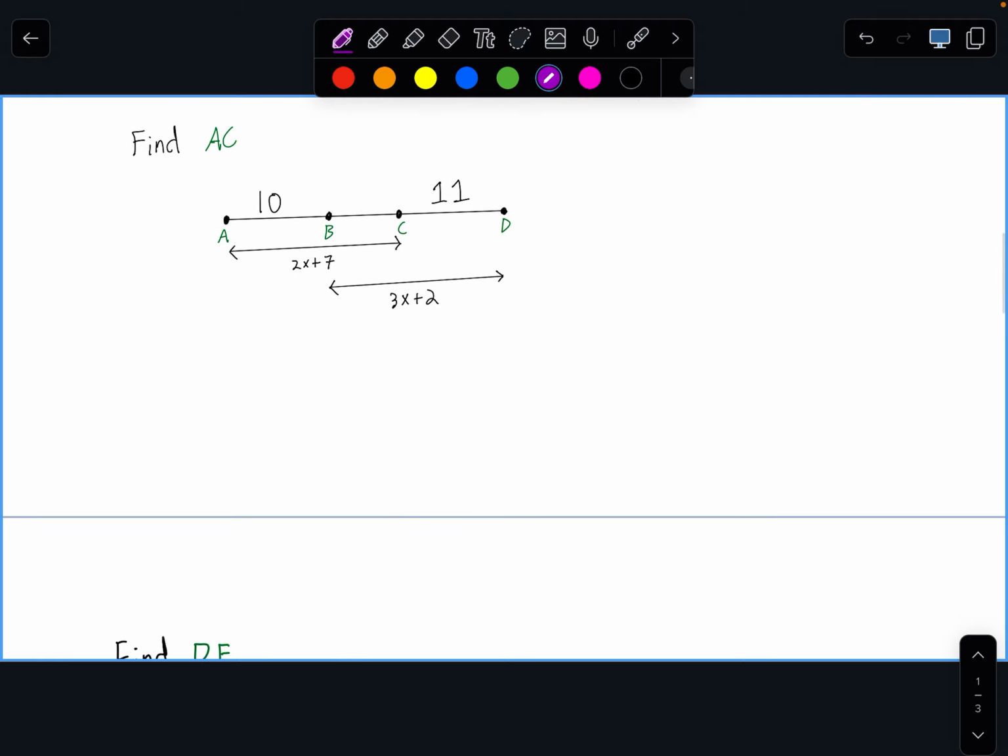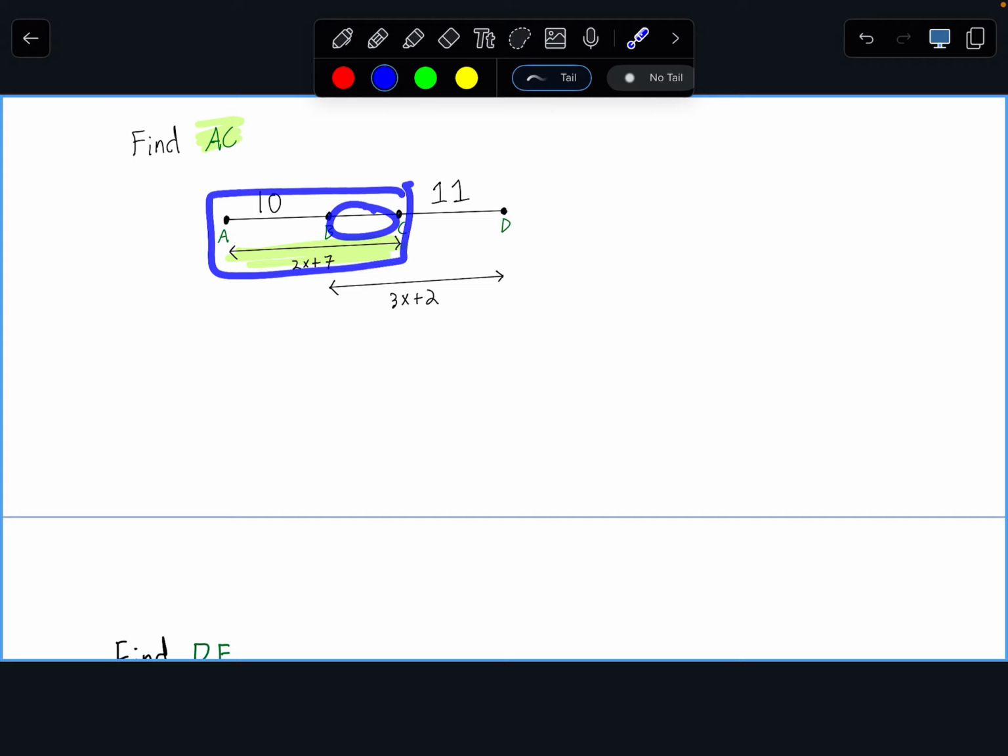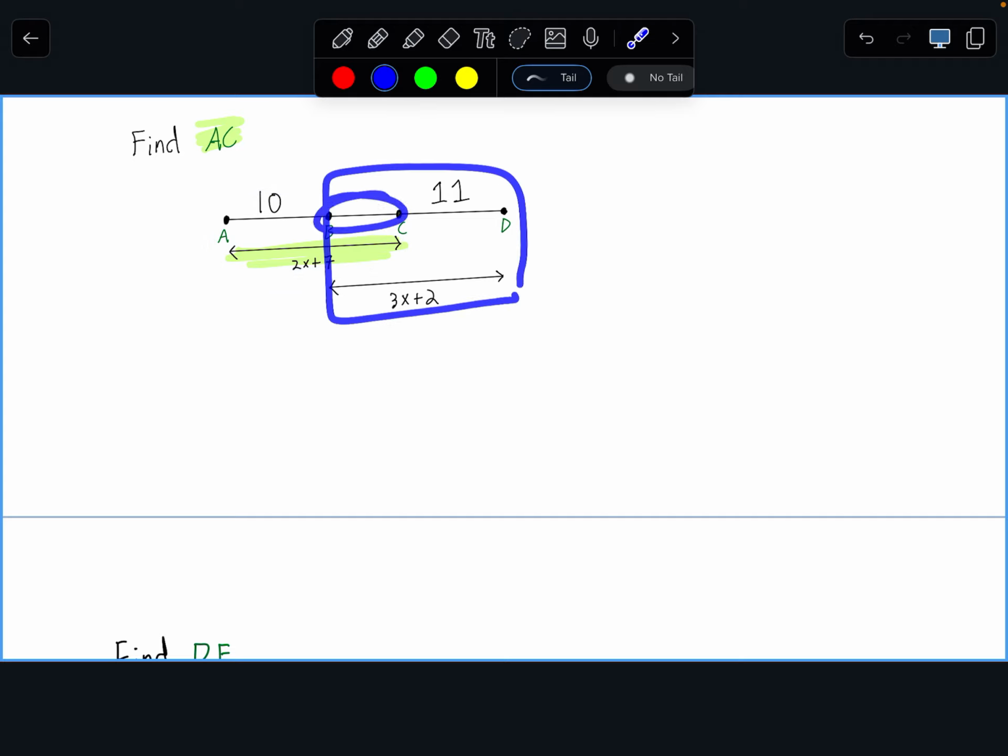So, same thing. How can I use what's there to get where I want to go? So what I want to know, AC is this piece right here. But I don't know how to get that. I'm missing this piece right here to be able to use those three pieces. And if I use these, I'm still missing that piece.